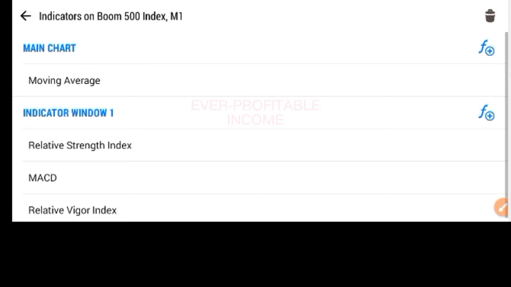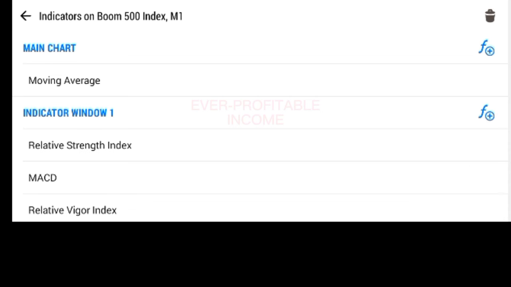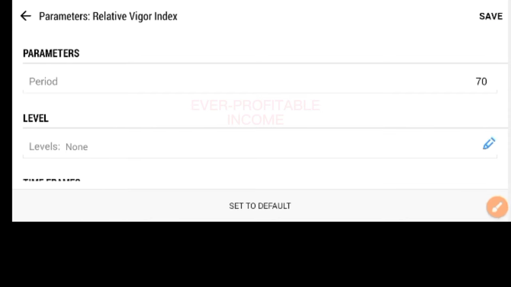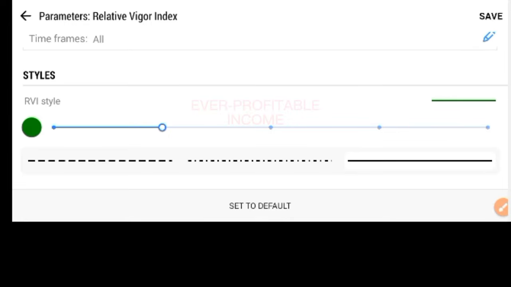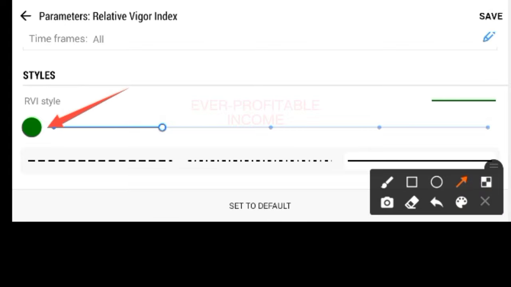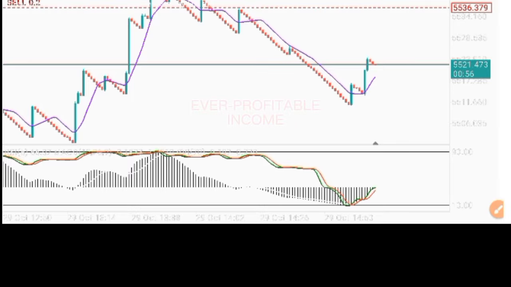And the last indicator is your relative vigor index. Here we have just a simple setting, period 70. That's all. Just period 70, and then you choose any color you want for your style, and then you click on save. So these are the settings of your indicators.